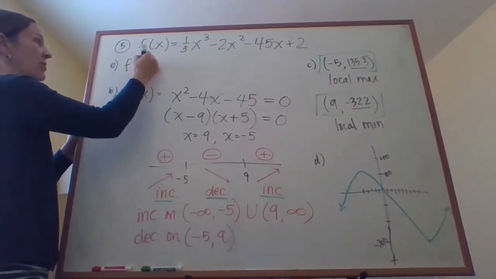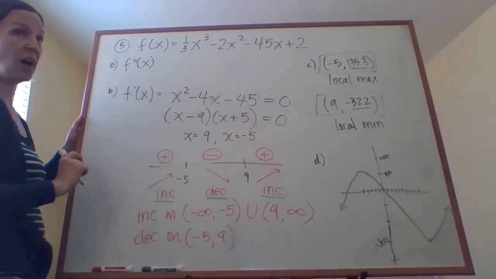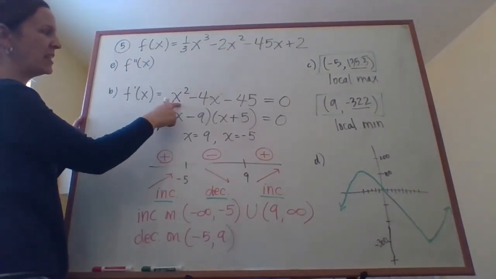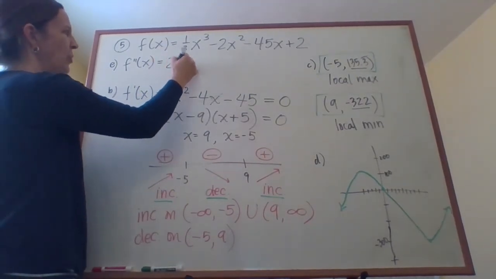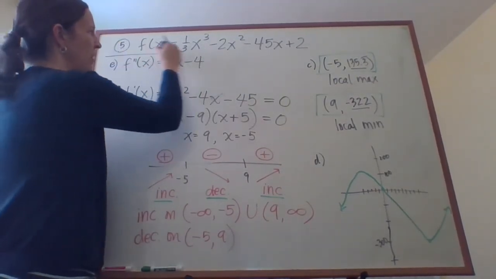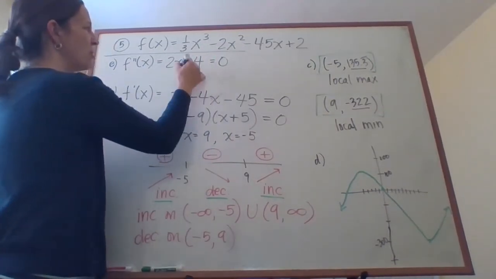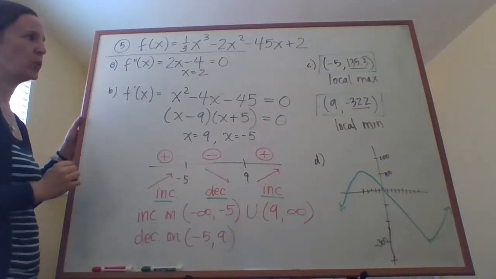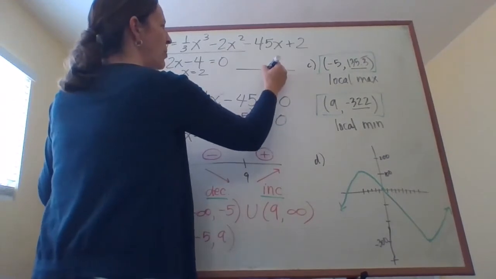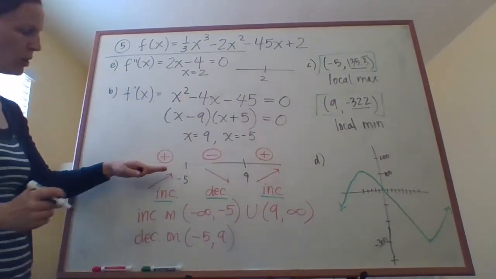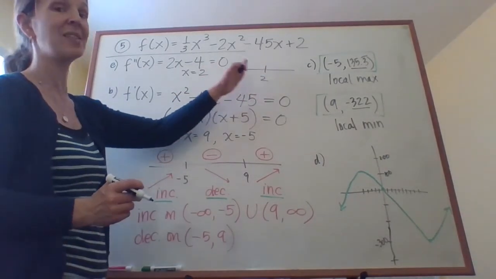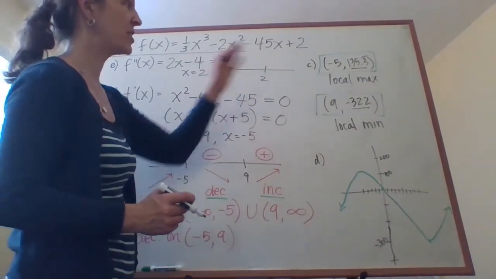So the second derivative is the derivative of the derivative. If I take the derivative of x squared minus 4x minus 45, I end up with 2x minus 4. I set that equal to 0, x is 2. That means that if I look at a number line, 2 makes the second derivative 0, and I want to explore, just like I did here, what happens to the second derivative on either side of 2.